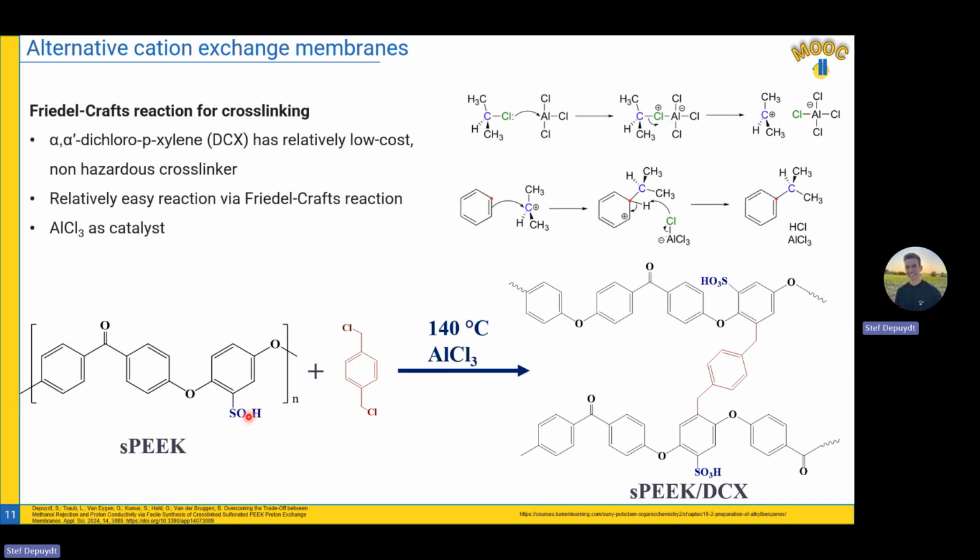For our sulfonated polyether ether ketone, we will have this reaction at an elevated temperature, where the chlorine of the crosslinker will be removed from the crosslinker, and it will attach to the benzene ring of the SPEEK, the sulfonated polyether ether ketone. Again, you see here, this will crosslink on the same ring where we also have the sulfonic acid groups, because this ring is the most electron dense.